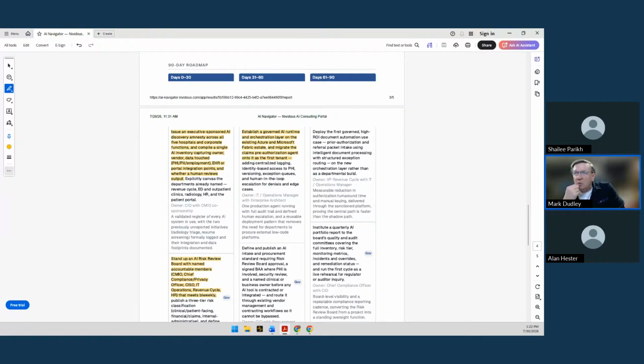So for example, in days 0 through 30, the first thing this advisory is saying is, hey, listen, you need to figure out what you have running in production. It's calling this an AI discovery amnesty, where you need to get a hold and a handle on all of the AI activities that are happening, whether they're in pilot or in production, because that is obviously going to give you a baseline and help you understand what you're going to need to focus on from a risk standpoint, from a governance standpoint, even from an infrastructure standpoint, as we move forward, because you want this to be as efficient and as controlled as possible as you're moving through.